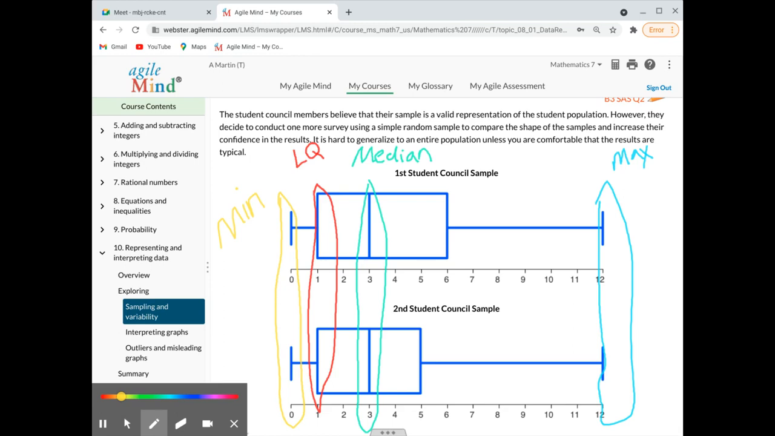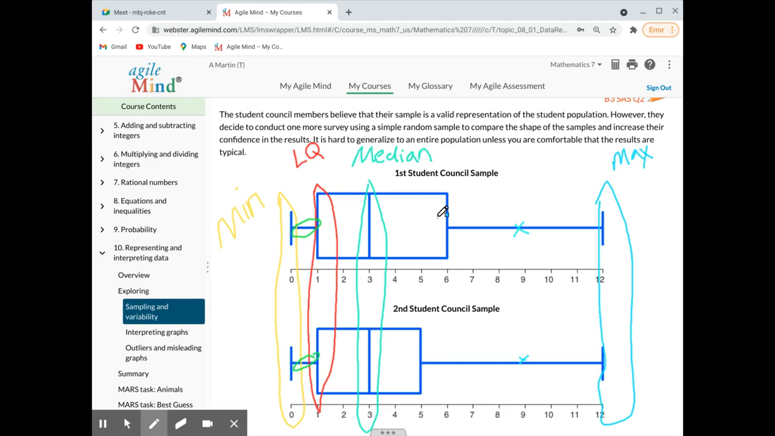The whiskers. All right. So the whiskers are right here. Good deal. And the left whiskers are the same. What about the right whiskers? Are they the same? No, one's longer than the other. These are not the same.